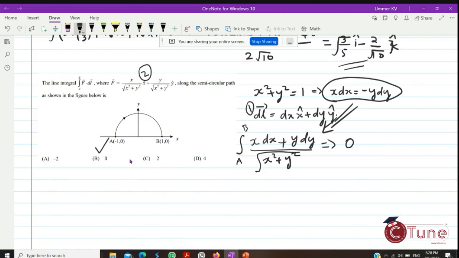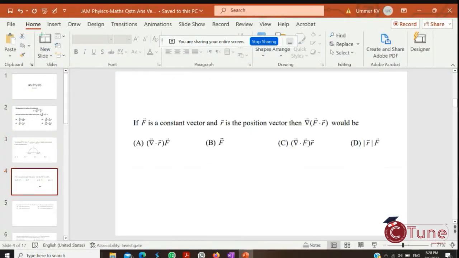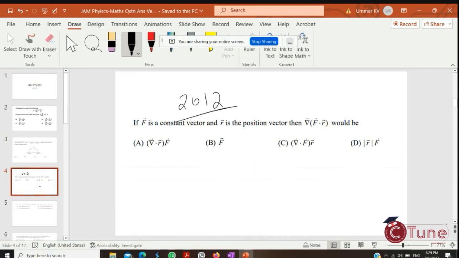Okay. Now we will do the next problem, which was asked in 2012. If f is a constant vector and r is a position vector, then del f dot r would be what?